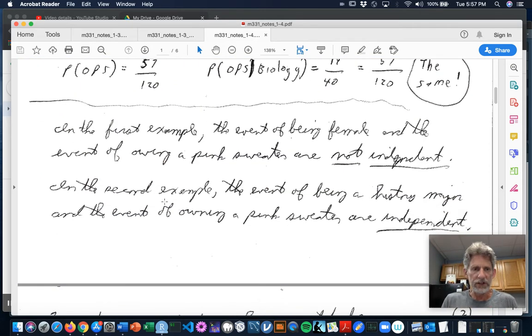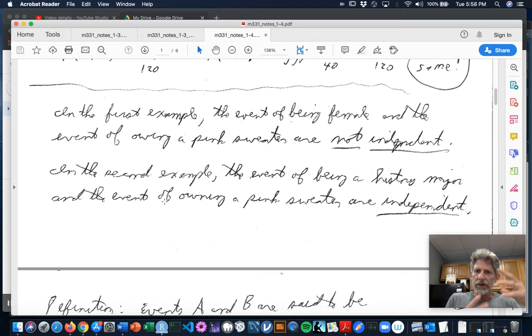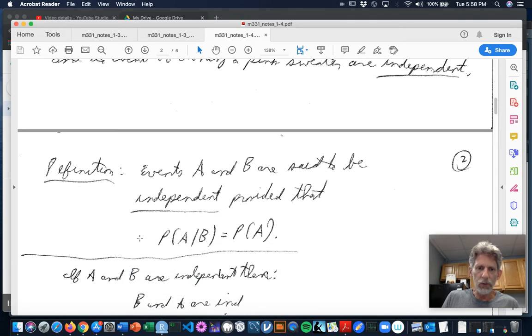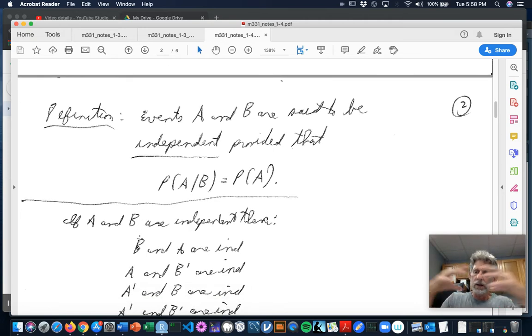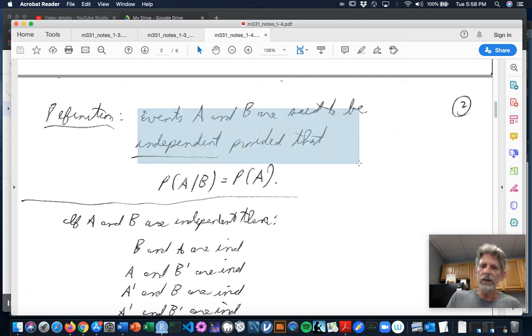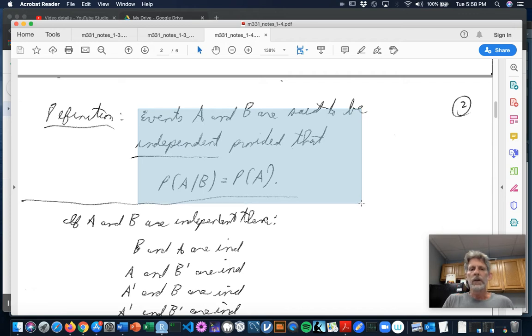So let's introduce some terminology. In the first example, the event of being female and the event of owning a pink sweater are said to be not independent. They are said to be dependent. In the second example, the event of being a history major and the event of owning a pink sweater are said to be independent. So the formal math definition comes from that question of whether the conditional probability is equal to the absolute one. 2 events, A and B, are said to be independent provided that the probability of A given B equals the probability of A.